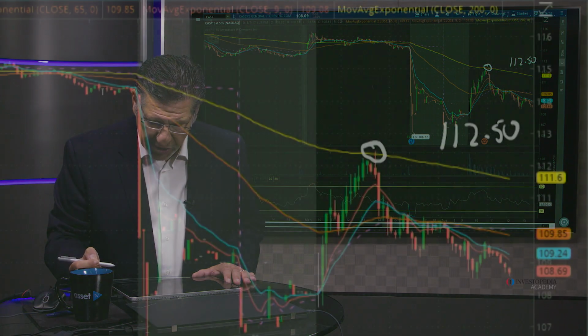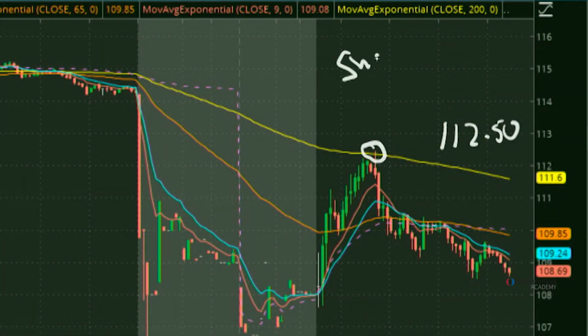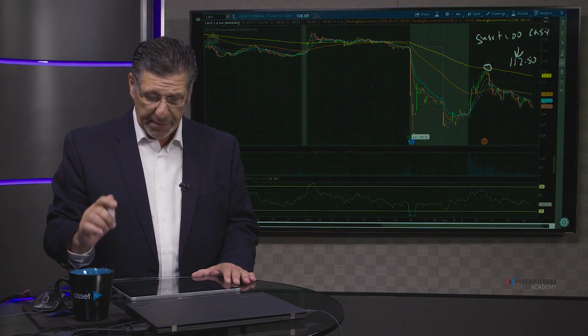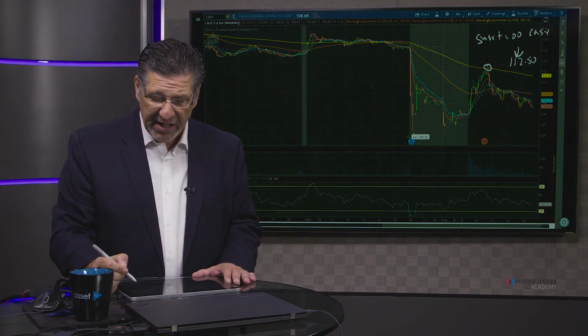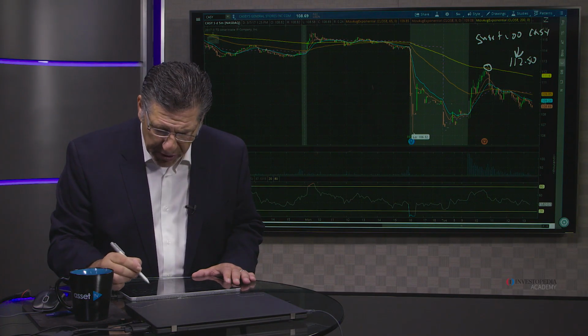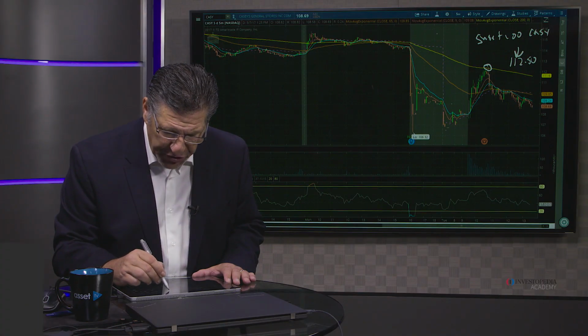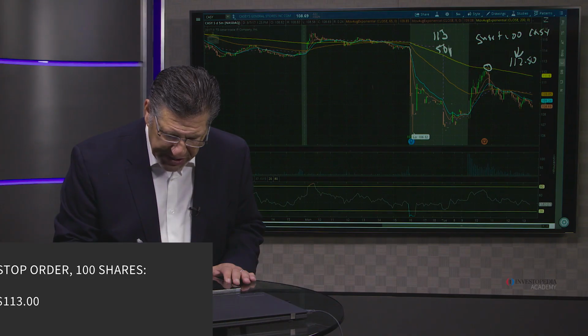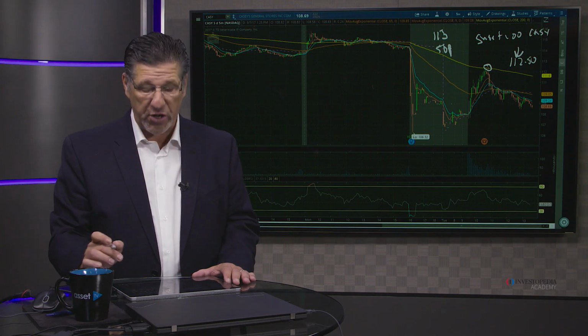Stock goes up, hits our level. We are now short 100 shares of CASY at $112.50. The first thing we're going to do, like any other trade that we get involved in, we're going to put a stop order in. In a $112 stock, we'll risk between 50 cents and $1. I really don't ever want to risk more than 50 cents on a trade. So let's say our stop order in this trade is 113. That is our stop. We are risking 50 cents on this trade after we've entered the trade.